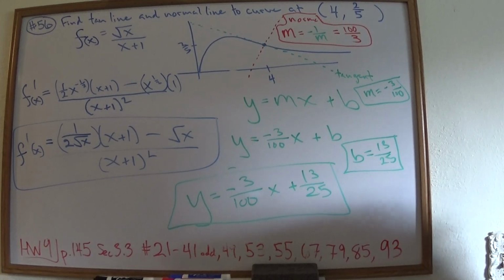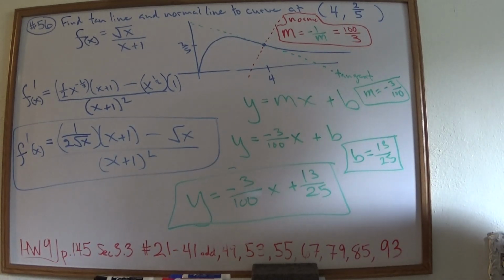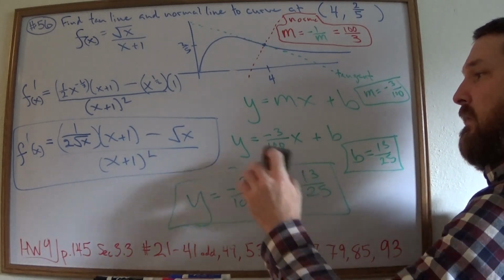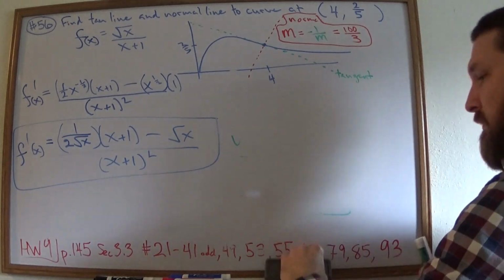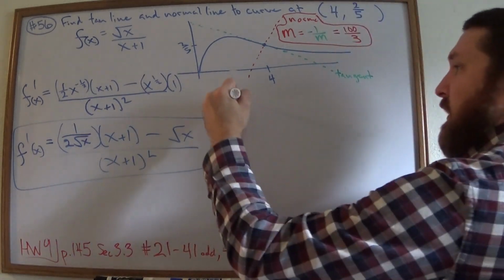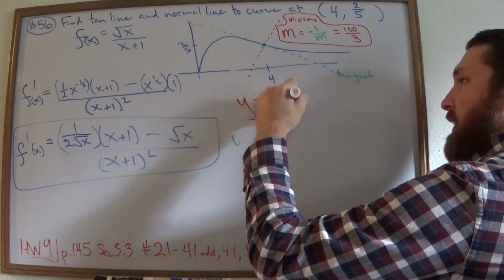Yeah, looks good. We also need the y-intercept of the normal line. Yes, we do. Same thing, but different slope. So, normal line now. Normal line has the form y equals mx plus b.